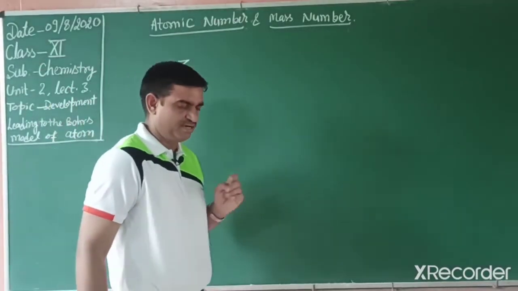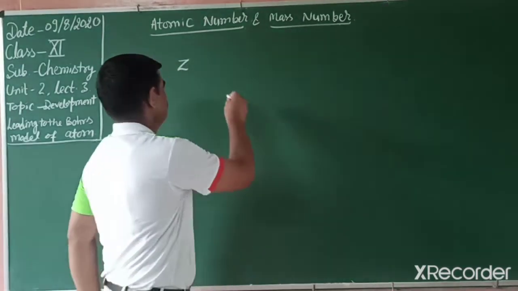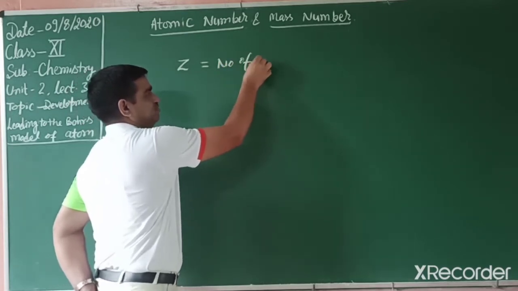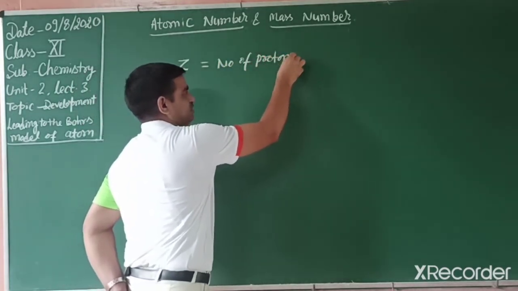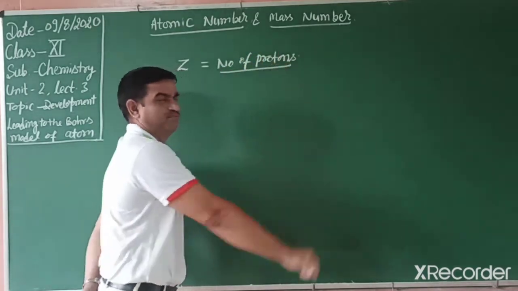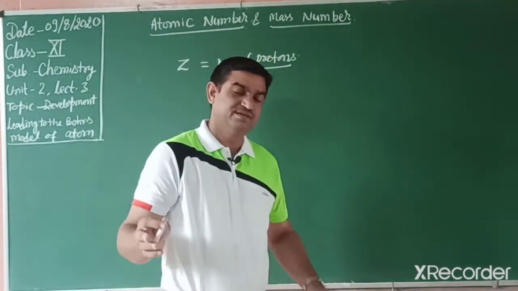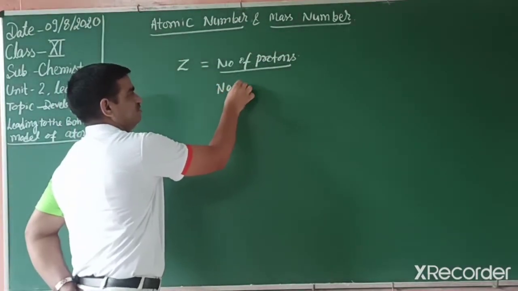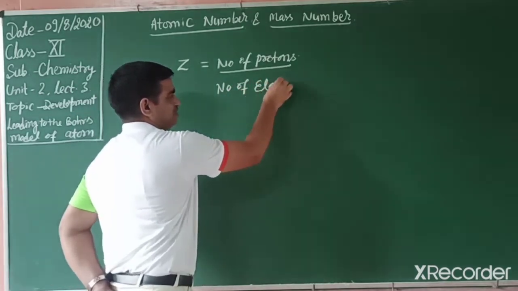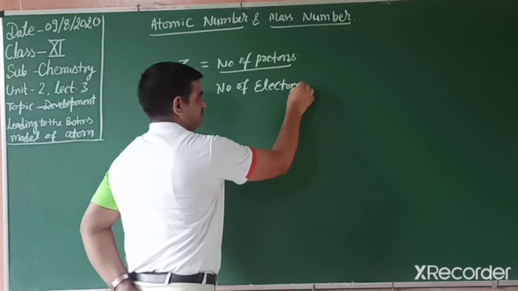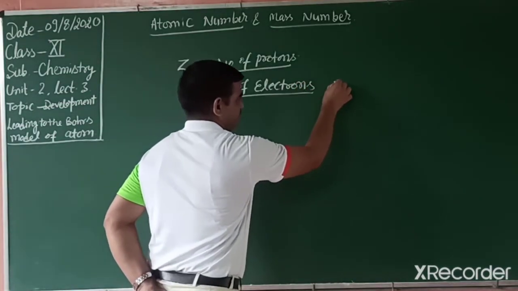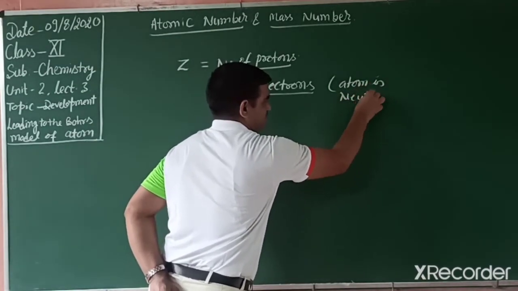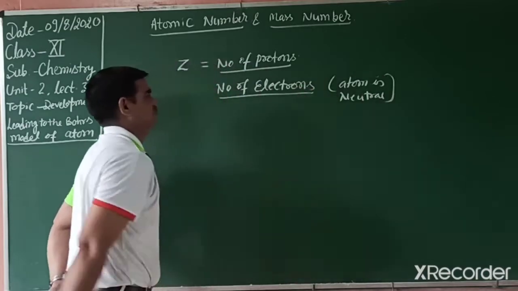This atomic number, how can we identify? It is equal to the number of protons present in that atom. If the atom is neutral, it is equal to the number of electrons also.